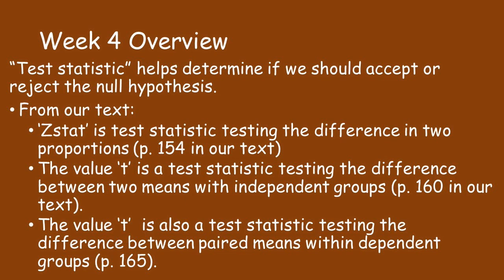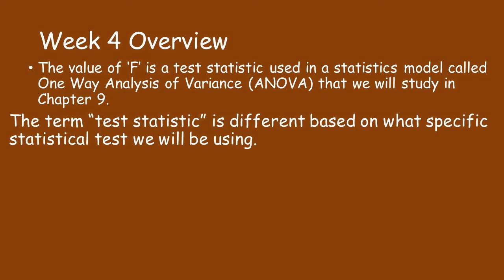Or how about this one? The value of t is also a test statistic testing the differences between paired means with independent groups. More about that on page 165 in our text. And what about this one? Here's another test statistic that we haven't run up against yet and probably won't for another week or so. The value of F, capital F. It's a test statistic that's used in models like one-way analysis of variance, or ANOVA, which we're going to study in chapter 9. So that term test statistic is different based on what specific statistical tests we're going to be using.